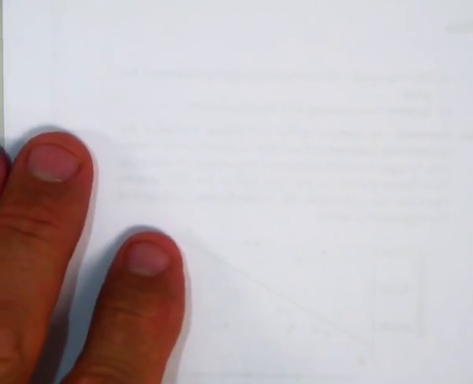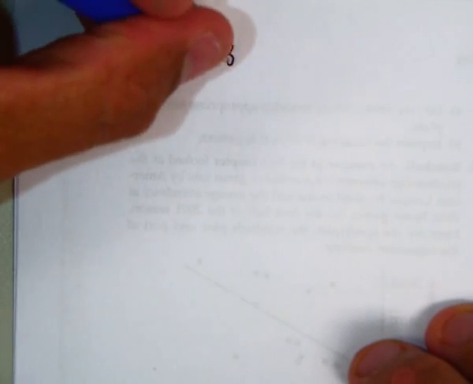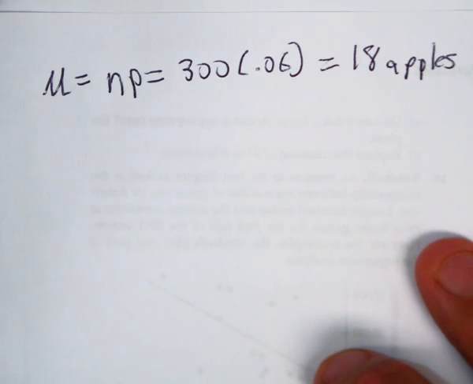Okay, so this is a binomial situation, because this is a Bernoulli trial. Each of the apples is independent, the probability does not change, and we can have only success or failure. So, what is our mean number of apples going to be? It's going to be np, which is 300 times 0.06. So, you expect 18 apples from each tree to be used for cider.